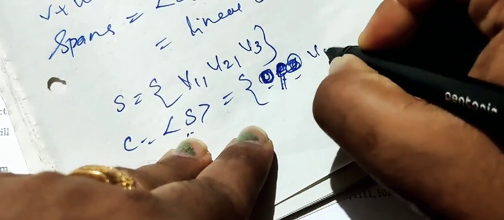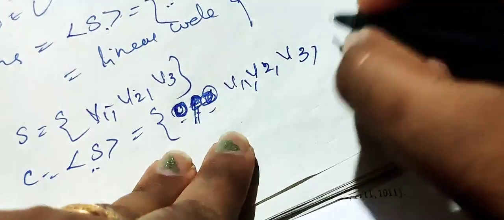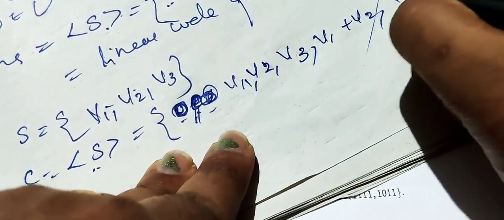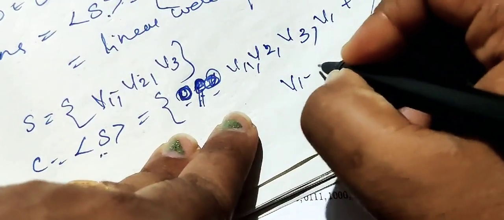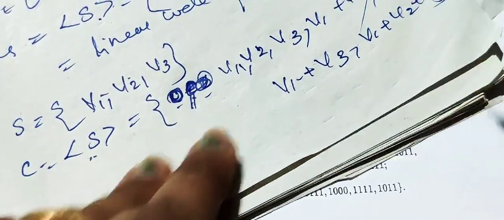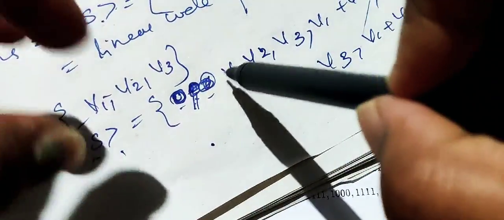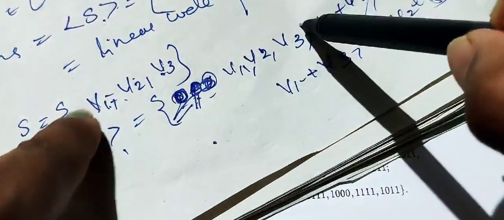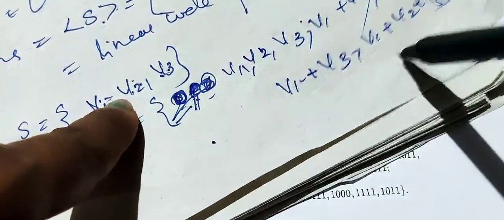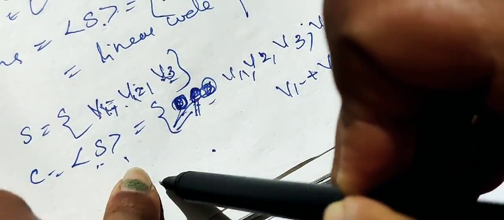And V1, V2, V3. So what is next? V1 plus V2 will be there, V2 plus V3 will be there, V1 plus V3 and V1 plus V2 plus V3. So that is the set span S. So span S means it must contain the zero word and all the words V1, V2, V3 and their sums: V1 plus V2, V1 plus V3, V2 plus V3, also V1 plus V2 plus V3. This is what we call the span S. Okay.